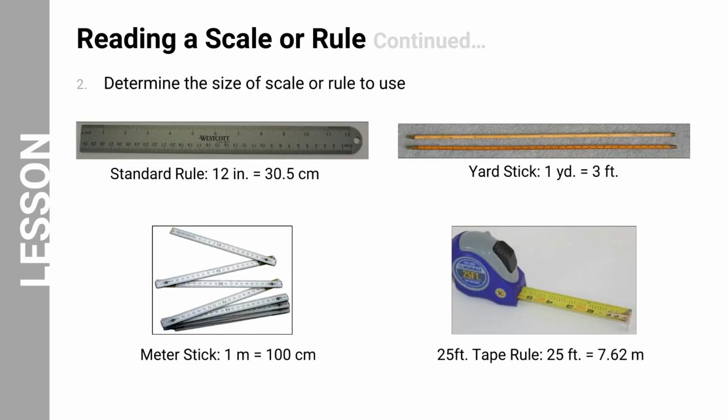The second step is to determine the size of the scale or rule to use. Common rules and scales can measure objects up to 12 inches or 30.5 centimeters. If you need to measure an object longer than that, you will need to use a yardstick for the English system, a meter stick for the metric system, or a tape rule that has both measuring systems.